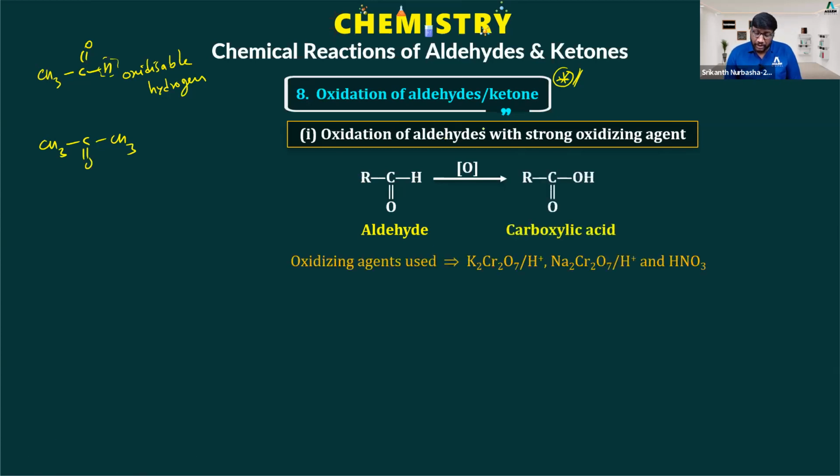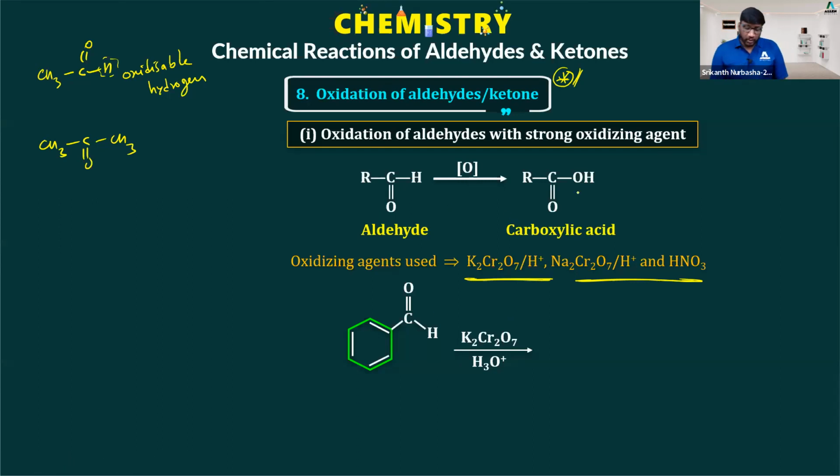First one, oxidation of aldehyde with strong oxidizing agents like K2Cr2O7, Na2Cr2O7, H plus and HNO3. So with respect to R-C double bond O-H, K2Cr2O7 in the presence of H3O plus, what happens? You will get the respective carboxylic acid because of the acidic medium. Strong oxidizing agent in acidic medium will form carboxylic acid. Strong oxidizing agent in basic medium will form what? Carboxylates. Because the base can pick up the proton from the acid, forming the carboxylate salt.